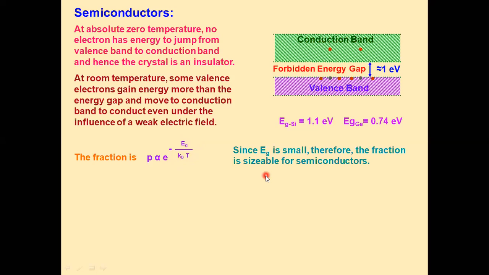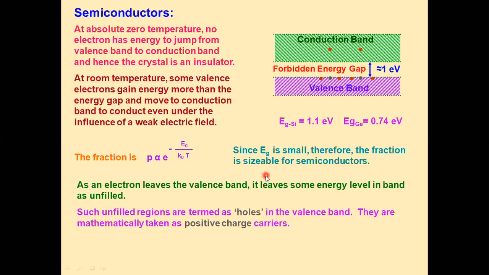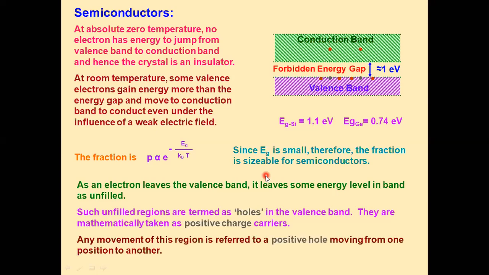So this band gap is very small in the case of a semiconductor. As the electron leaves the valence band due to thermal energy, it leaves some energy levels in the band unfilled, and such unfilled regions are known as holes in the valence band. These holes are also known as positive charge carriers. Any movement of this region is referred to as a positive hole moving from one position to another.